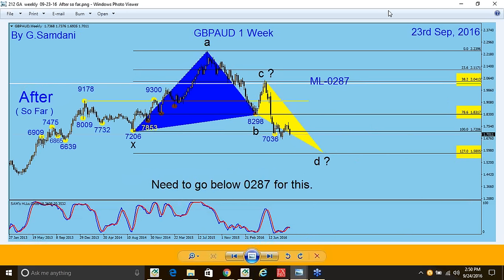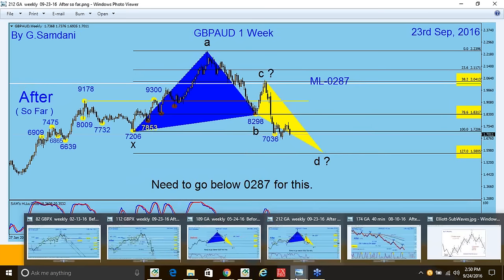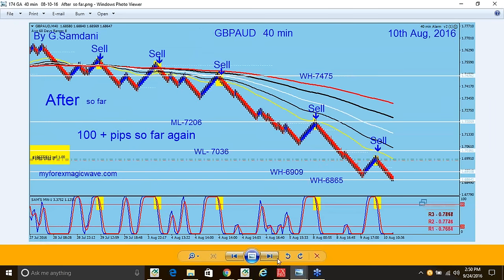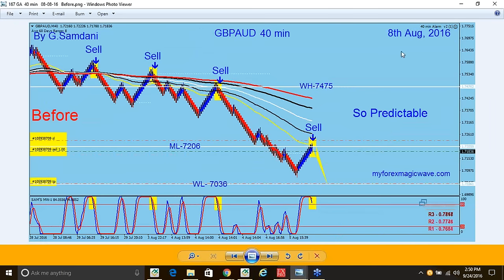By the way, once you establish the direction this pair is going to go, we use our magic IB system. This is a strategy to make precise, perfect entries. Let me show you how that one works. For example, this one, I'm showing you just a few trades.